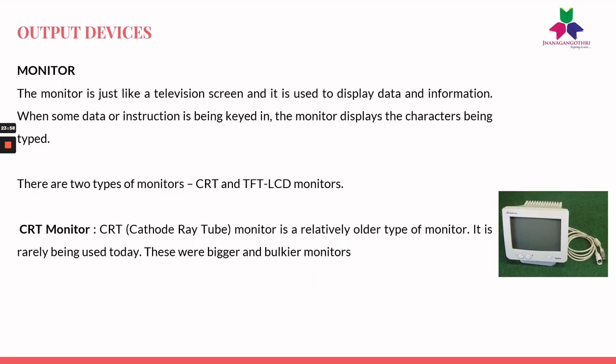Monitor is just like our television screen. It is used to display data and information. When some data or instruction is being keyed in, the monitor displays the characters that are being typed. Monitors can be seen in different sizes, so they are available in various sizes. They may also differ for different types of computer. Now, talking about the standard size of a monitor, it is 24 lines by 80 characters. So whatever is displayed on the monitor is called a soft copy, and monitors are categorized into two types. That is, one is CRT and the other one is TFT LCD monitors.